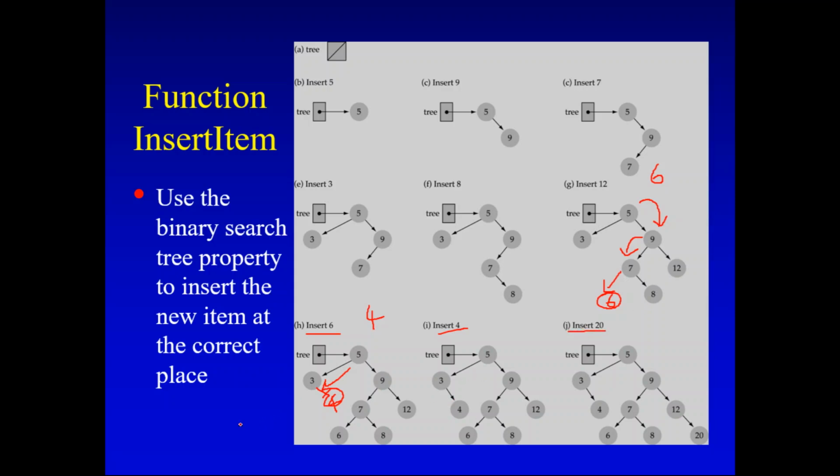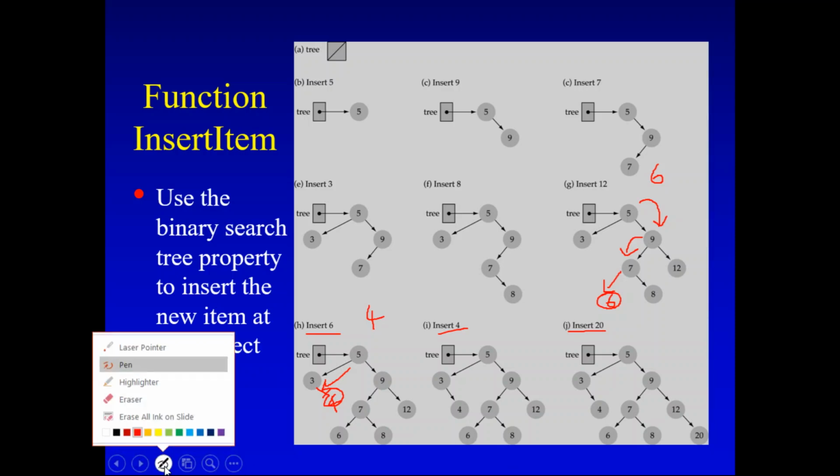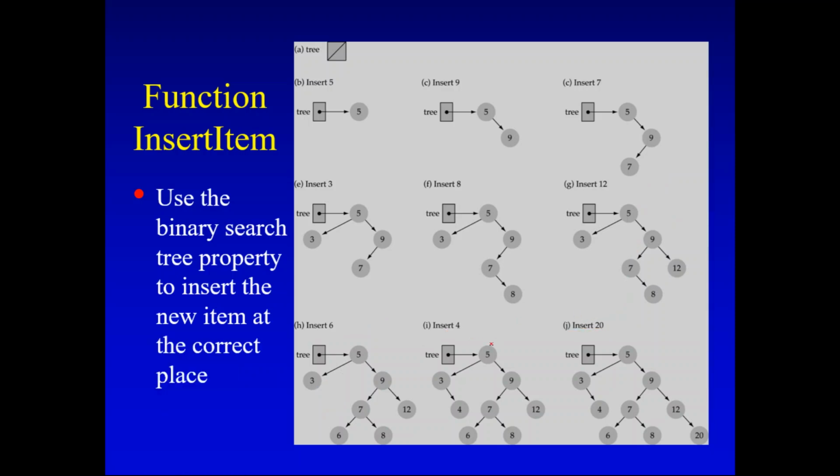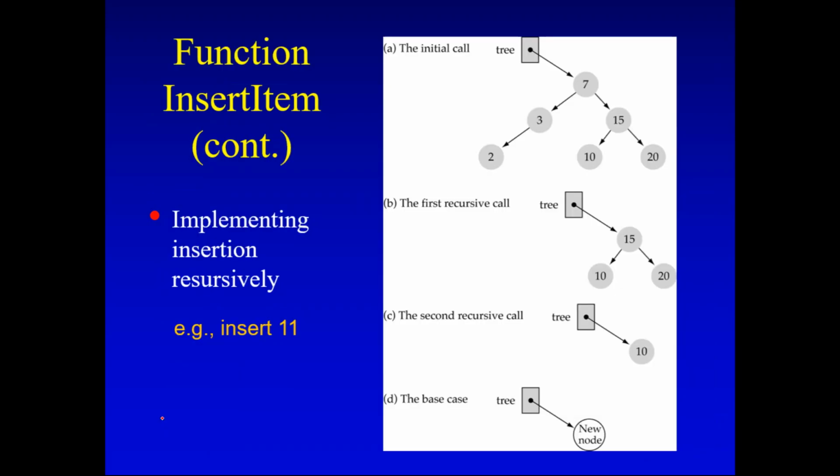Again, if you want to insert 20 into this particular tree, the same process: compare 20 with 5. Is 20 less than 5 or greater than 5? Greater than 5. Move to the right child, which is 9. Again compare: is 20 less than 9 or greater than 9? Greater than 9. Once again move to the right child, which is 12. Is 20 greater than 12 or less than 12? It's greater than 12, so add 20 to the right of 12. So this is the resultant tree you are getting, right? This is how insertion takes place in a binary search tree.